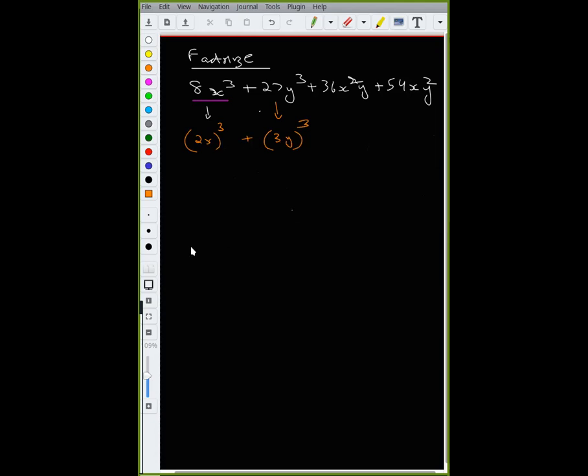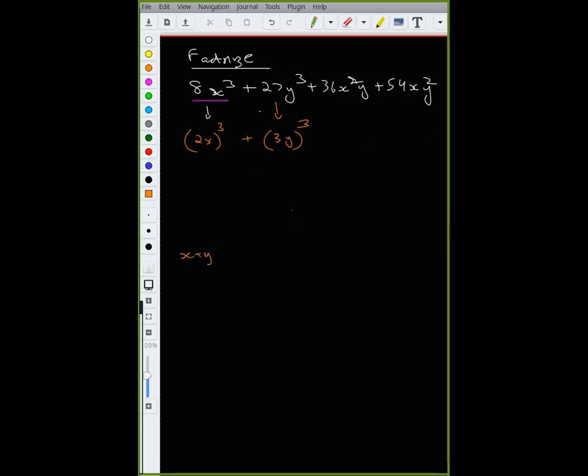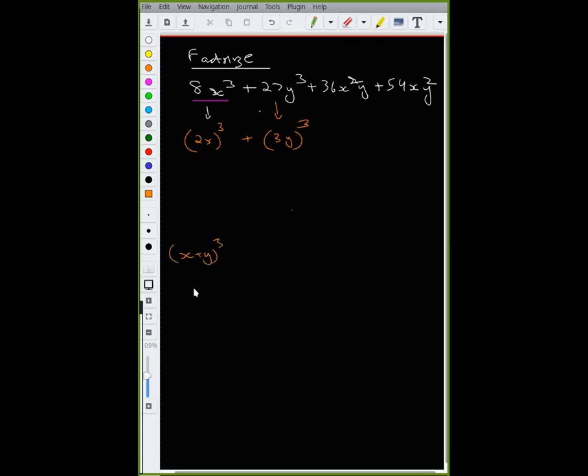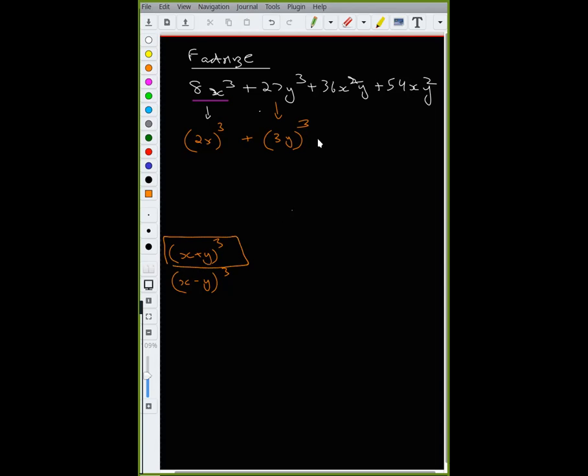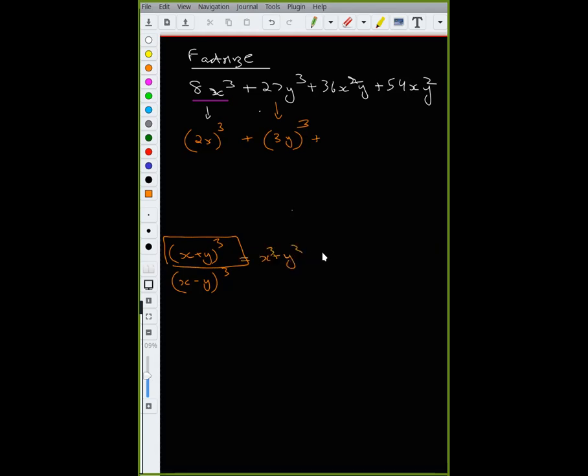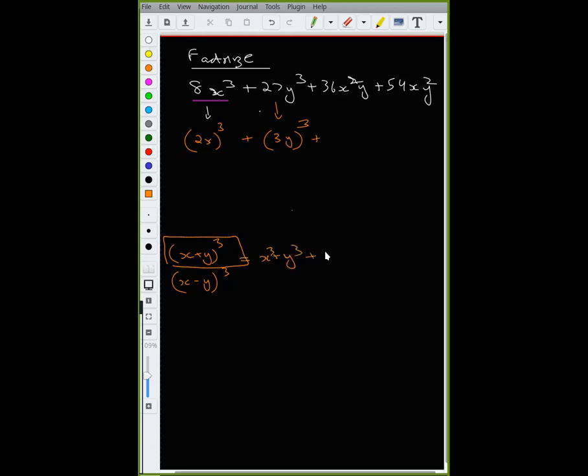two identities which we know of cubes. We know (x plus y) the whole thing cubed, and we know (x minus y) the whole thing cubed. Since all the signs are plus, we have to start looking: can I use this identity to solve this? So that means that we can write this as, since we know this identity is x cube plus y cube plus 3xy(x plus y).